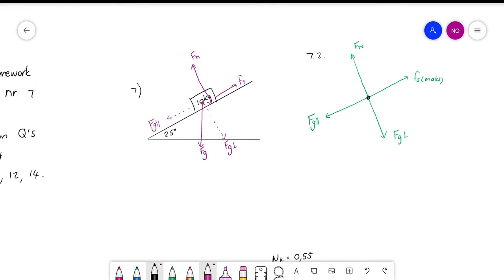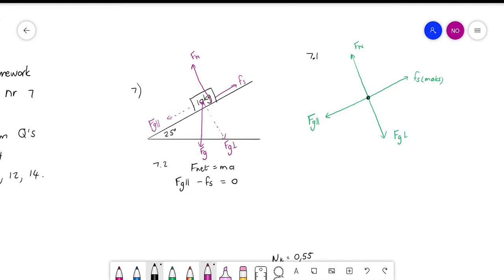Okay, dan vir 7.2 vra hulle vir jou bereken Fs. So we're looking for static friction. Now the first thing you have to say is that we see that this object is not yet moving. In other words, it is still in equilibrium. Remember, not moving or moving at a constant velocity means it is in equilibrium. So if F net is equal to m times a, then in this case F net will be Fg parallel minus friction is equal to 0.